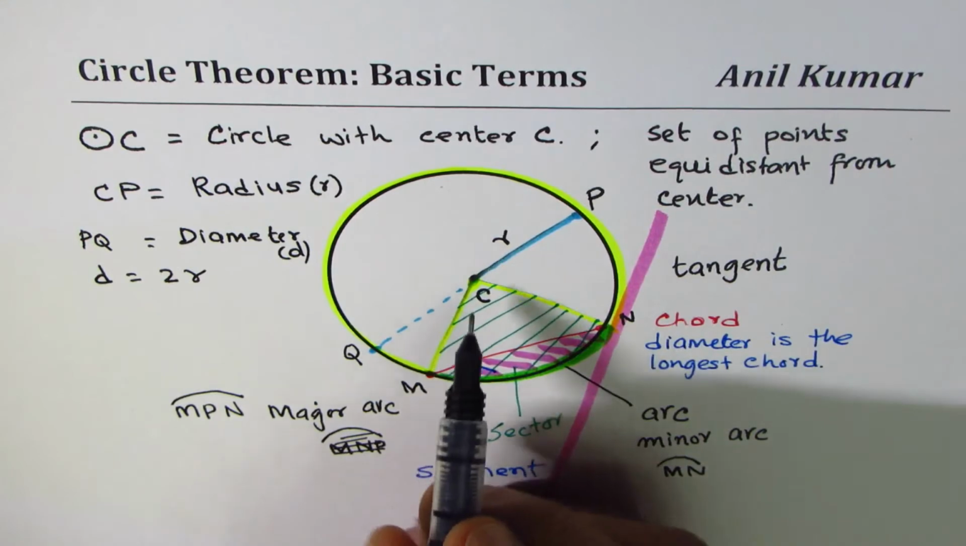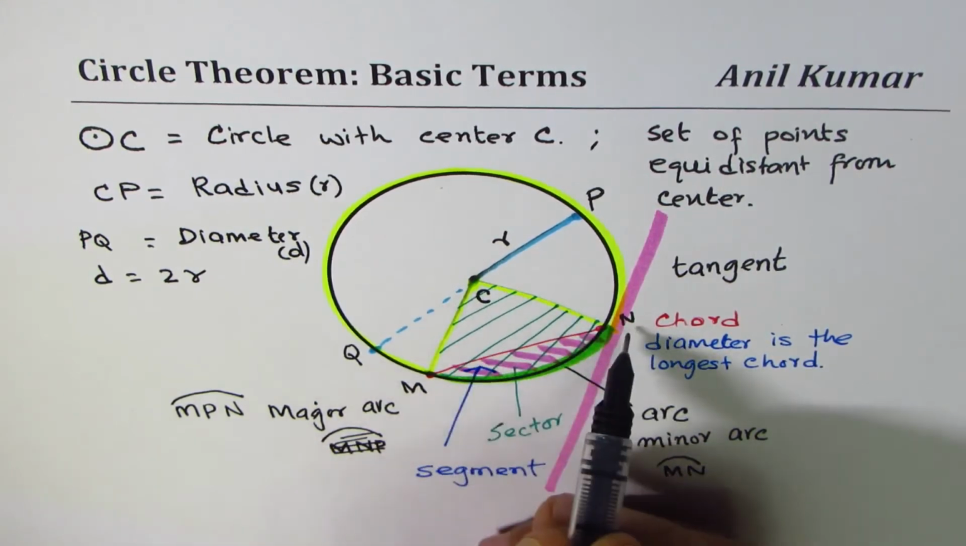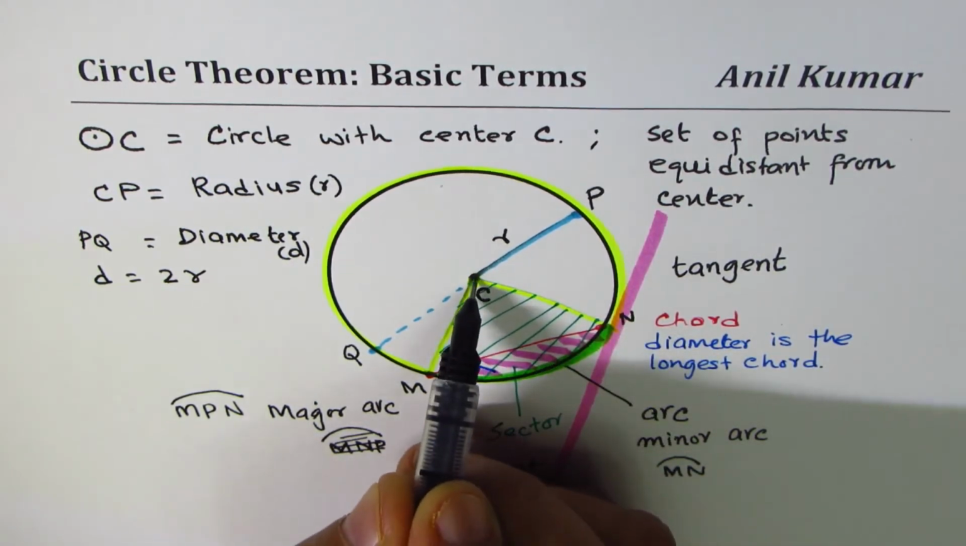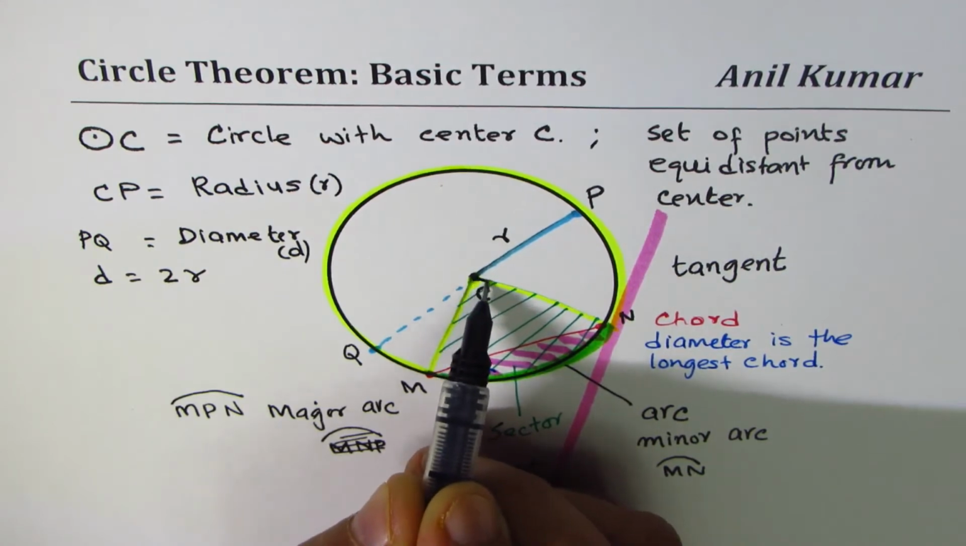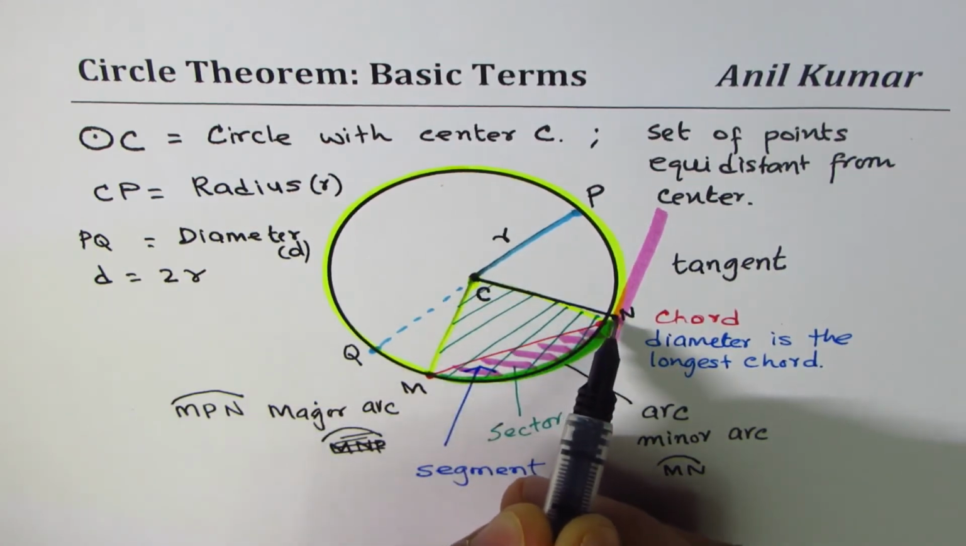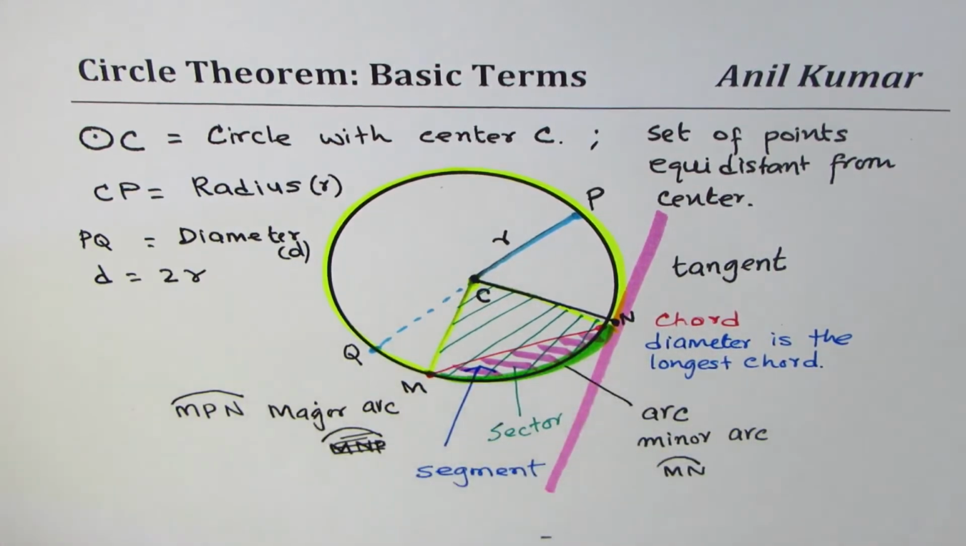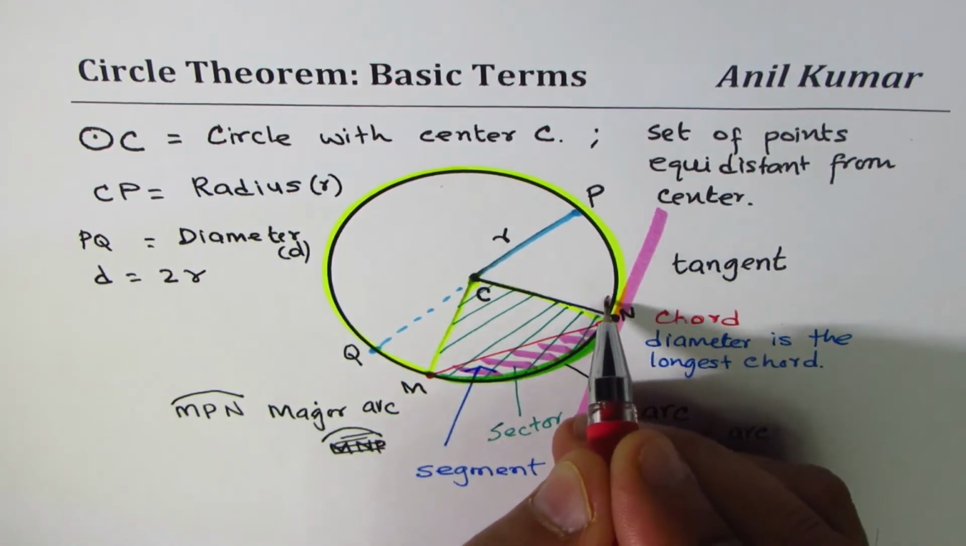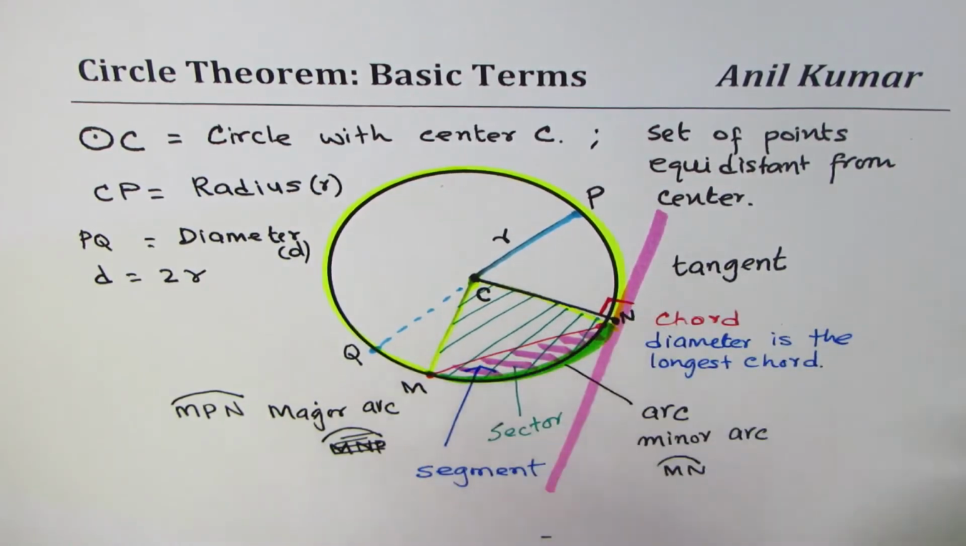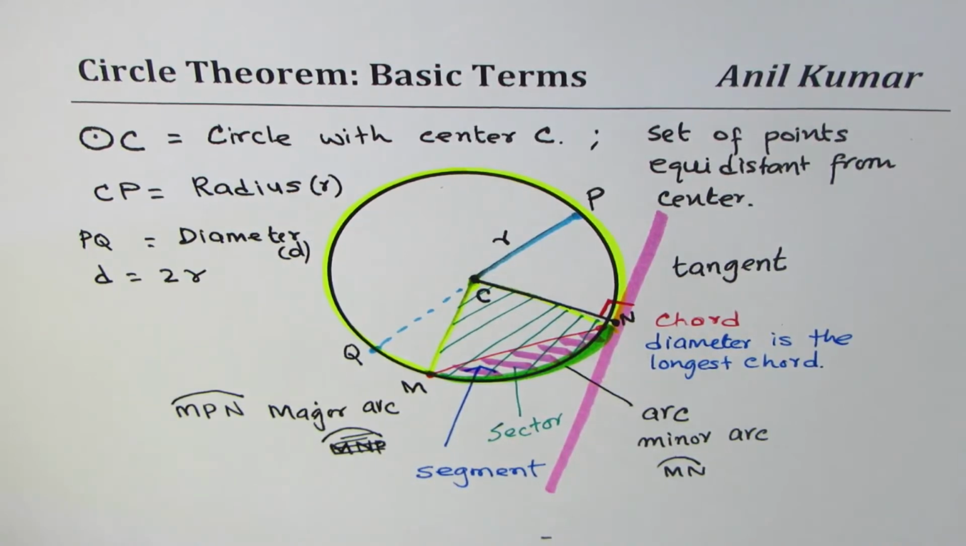Tangent will always make a 90 degrees angle. So if I join the point of tangency with the center, in that case you will see that the tangent always makes a 90 degrees angle with the radius. That's very important to understand, right? So tangent always makes a 90 degrees angle with the radius.